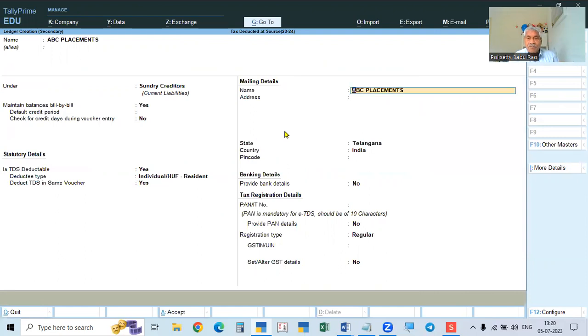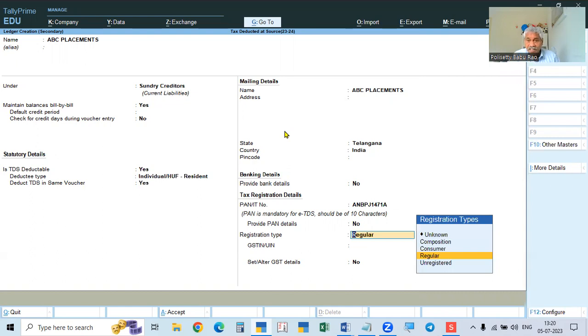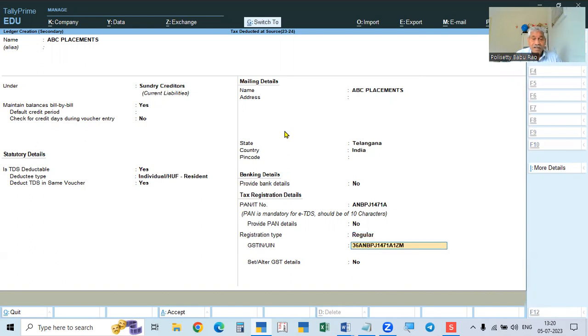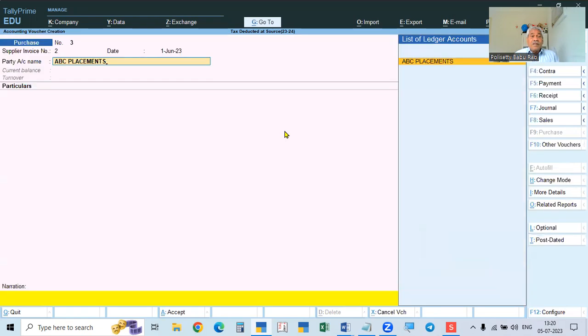So deduct in the same voucher and then come here, give the PAN card number, at the ending remove 3, at the beginning remove 2. If he is not registered, there will be no GST number. In such a case, only the PAN card number will be there. Take the PAN card number and give that. And here regular, and then okay.